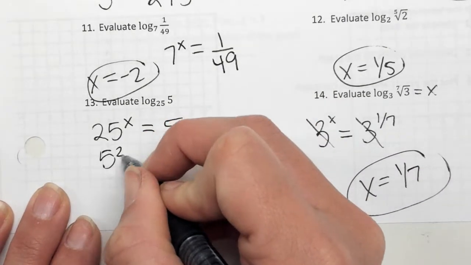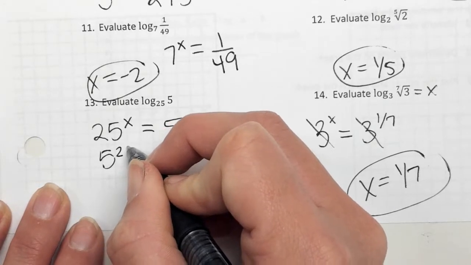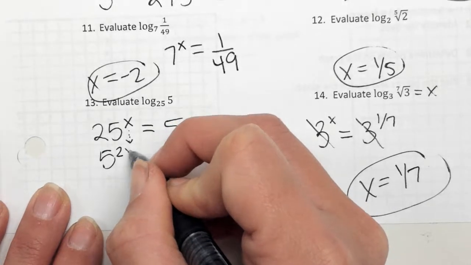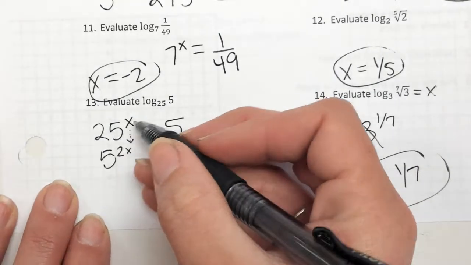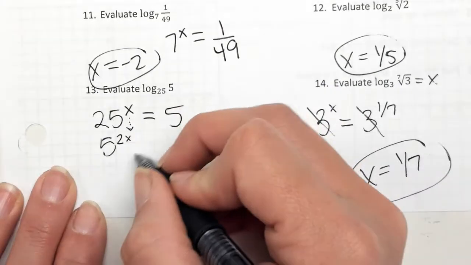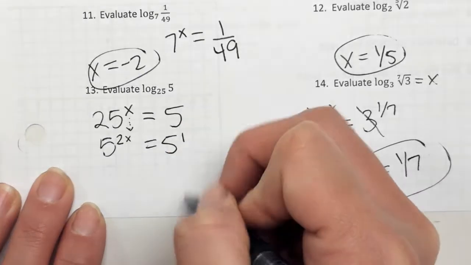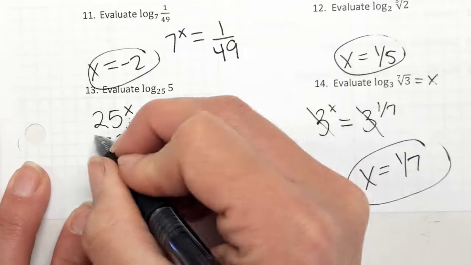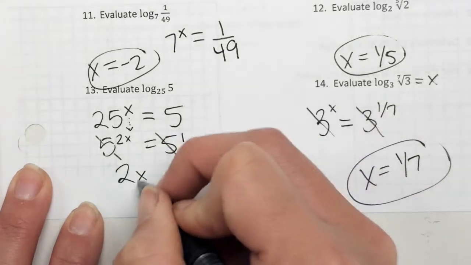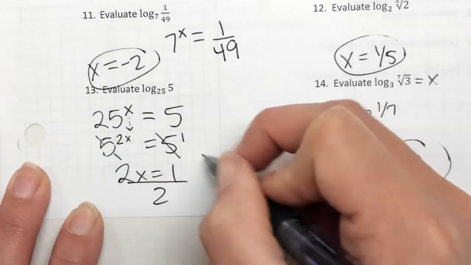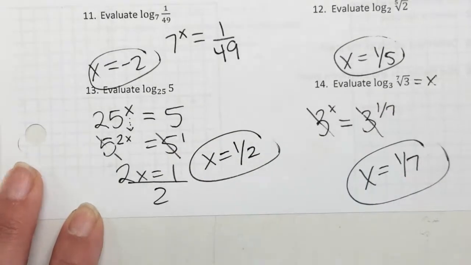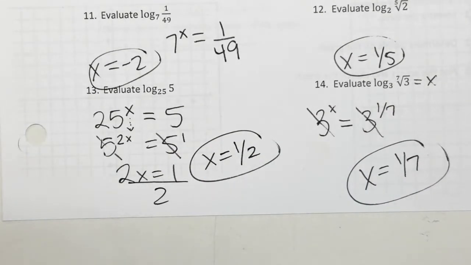Rewrite 25 as 5 squared. We also have to bring down that x, right? So 5 squared is the same as 25. I just brought down the x. So it's going to be 5. And this is going to be 5 to the first power, right? I don't have to change it. So now the bases cancel out. We'll have 2x equals 1. And now we just divide everything by what? So x equals, very good. But if you can just look at it and see that it's going to be 1/2, you don't have to change it to the same base, okay?